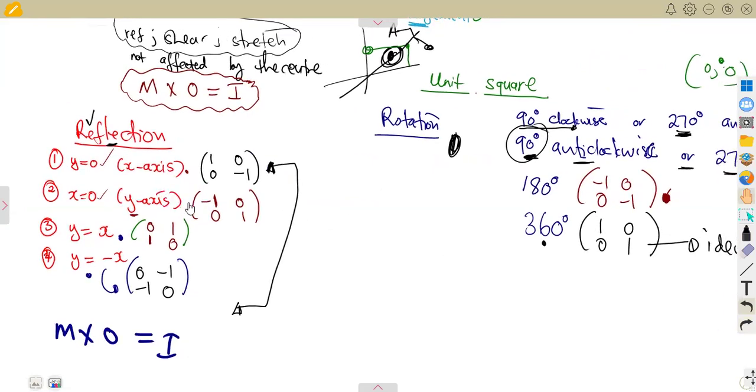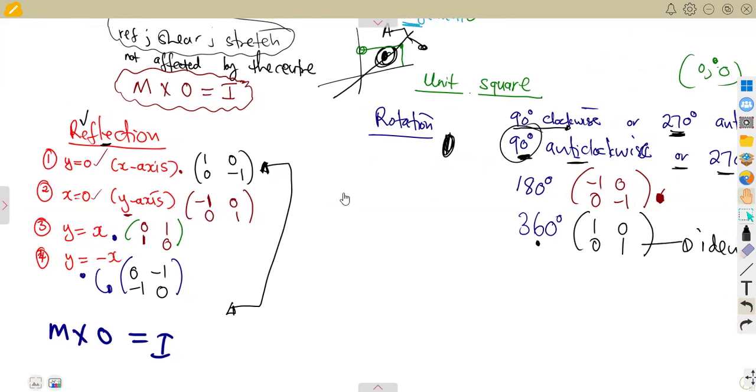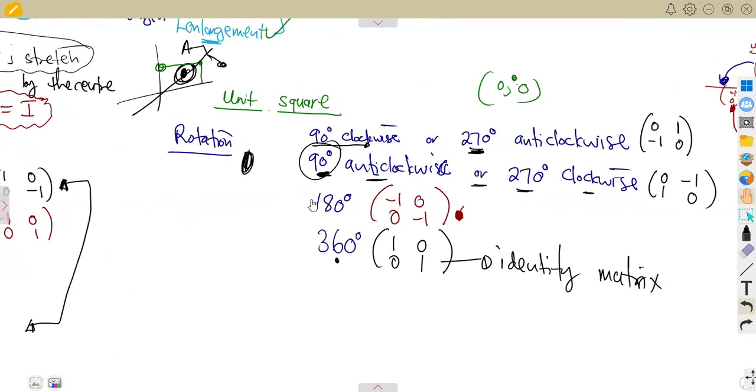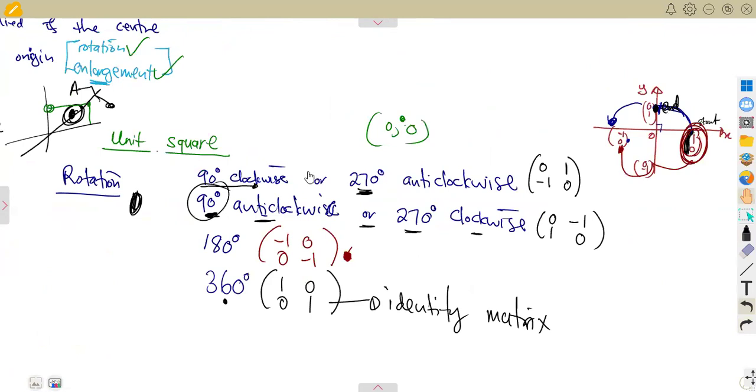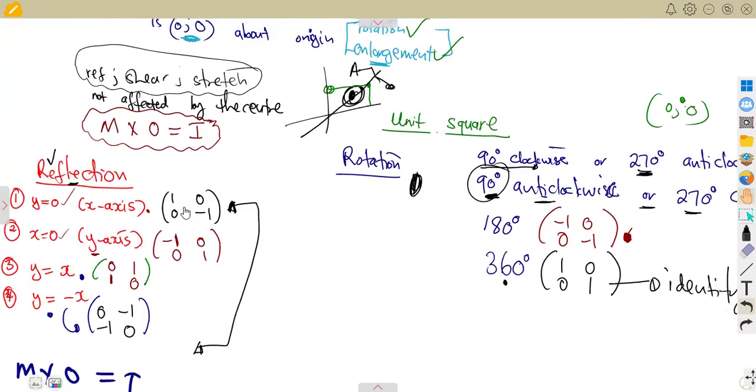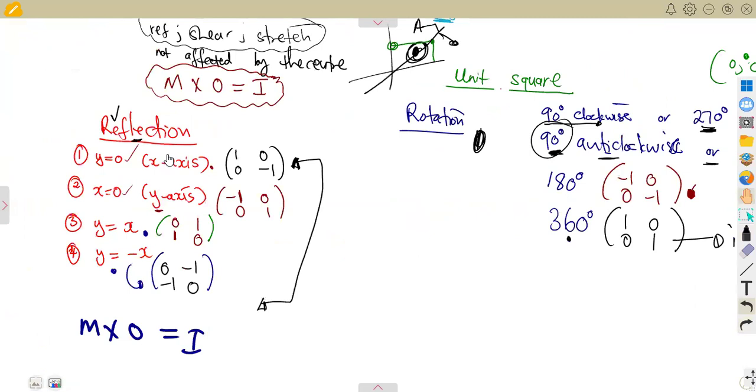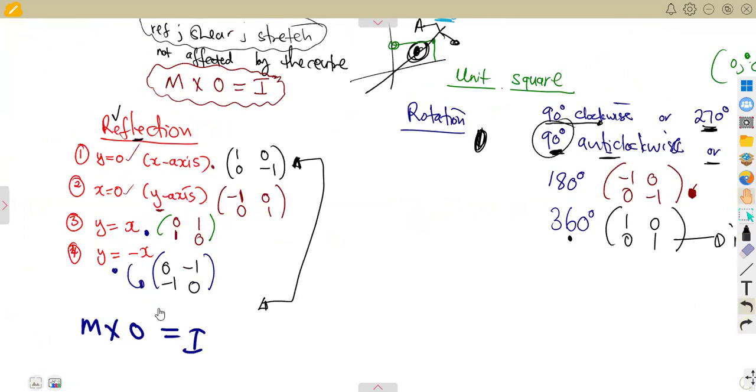And also I talked about where and how to use this, like how are we going to use these matrices. For your rotation, there's something about the center. A reflection is just a normal matrix that you're going to take these four matrices only. Then matrix times object giving you the image.